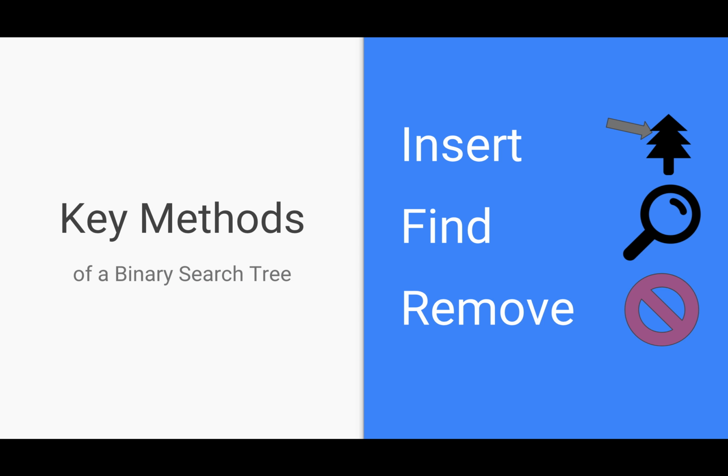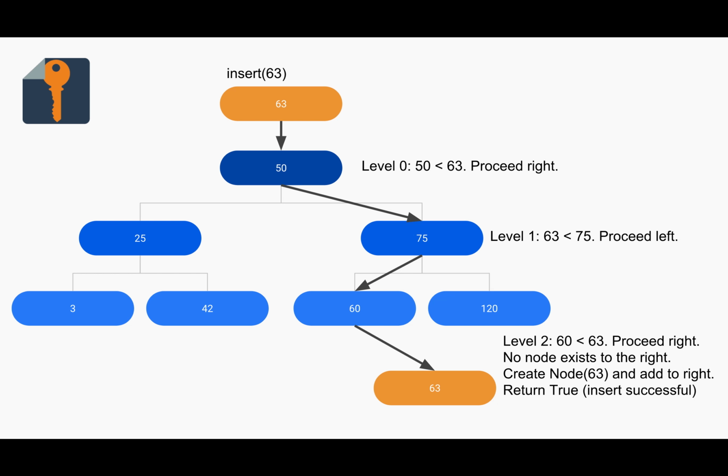Key methods in a binary search tree include insertion, search, and removal. So we will go through each of those methods, how to insert, how to find, and how to remove something in a binary search tree. For insertion, we're going to insert a node containing the value 63 into the search tree that we saw a few slides ago. So as you can see up here, I created a little node to hold 63.